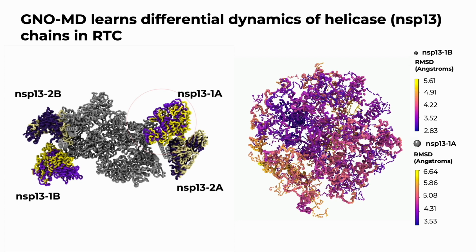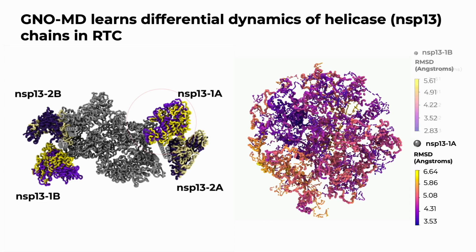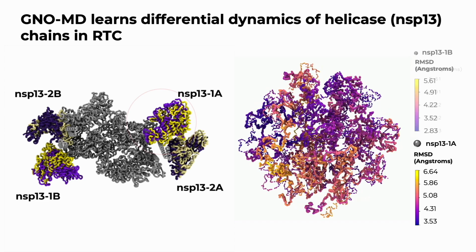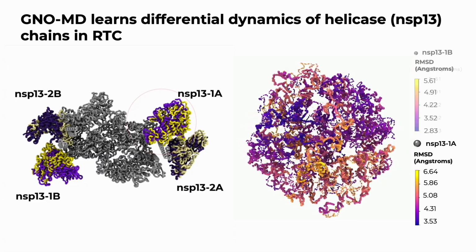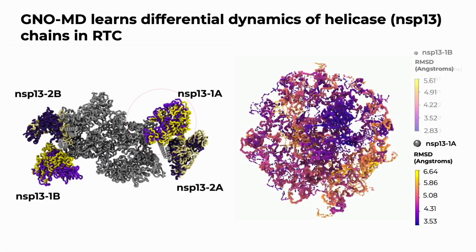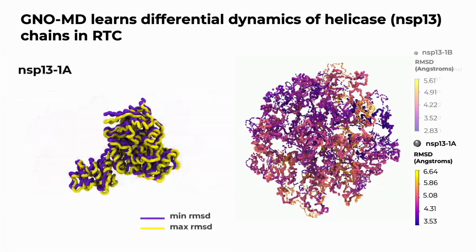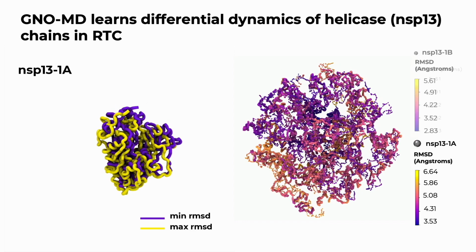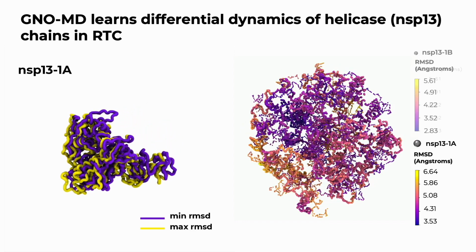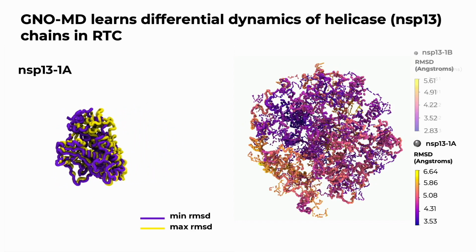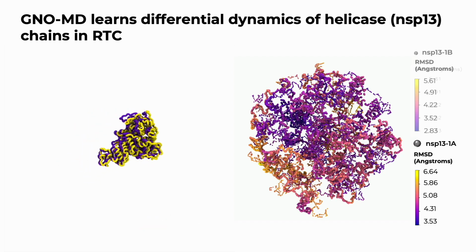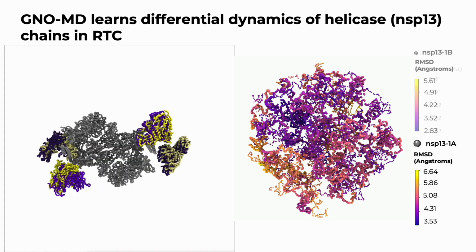While the NSP13 1B does not undergo a lot of motions, NSP13 1A does undergo a lot of motions, and hence it is represented using a larger sphere. Each conformation from the all-atom MD simulation is represented and painted by the root mean squared deviation, which is just a measure of the overall conformational change with respect to the first starting structure of our simulation. What is interesting to note is that the GNO-MD clusters similar RMSD structures together, and when visualizing the motions, one can also observe that there are different areas of the helicase that are acting differently across the entire RTC.